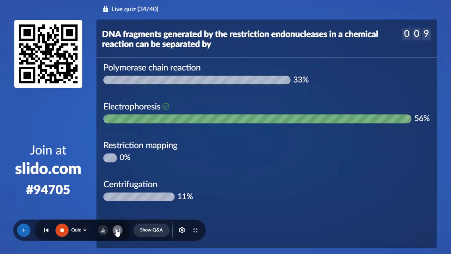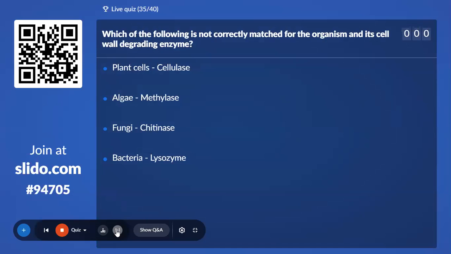35th question on the screen. Which of the following is not correctly matched for the organism and its cell wall degrading enzyme? Option A, plant cells, cellulase. Option B, algae, methylase. Option C, fungi, chitinase. And option D, bacteria, lysozyme. Not correctly matched.